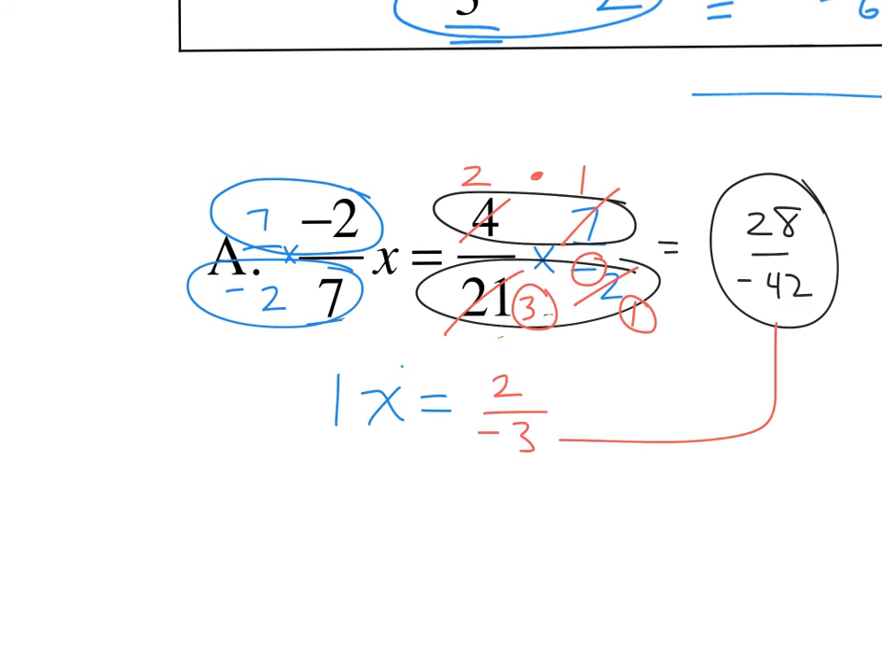Now, how can I get this to become -2/3? What would I have to divide by? Anybody know? I'll throw it out there for 1 point extra credit if anybody can tell me the number. Because we talked about the idea of the GCF. 14. 14 is correct. 14 goes in twice and 3 times, so it's -2/3, okay?